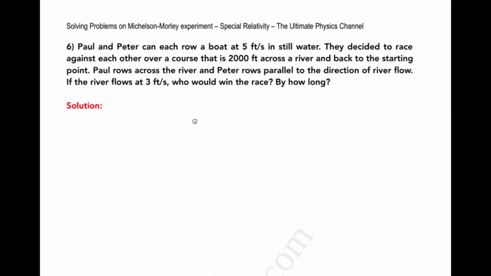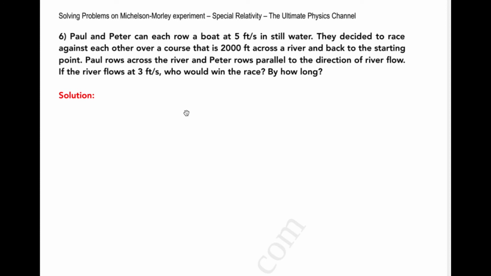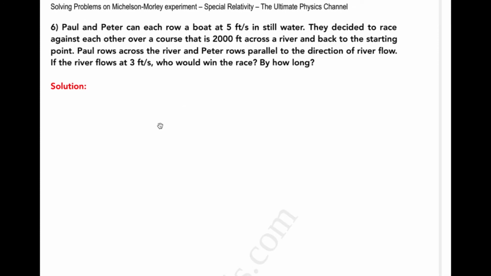So this is problem number 6. Paul and Peter can each row a boat at 5 feet per second in still water. They decided to race against each other over a course that is 2,000 feet across a river and back to the starting point. Paul rows across the river and Peter rows parallel to the direction of the river flow. If the river flows at 3 feet per second, who would win the race by how long?